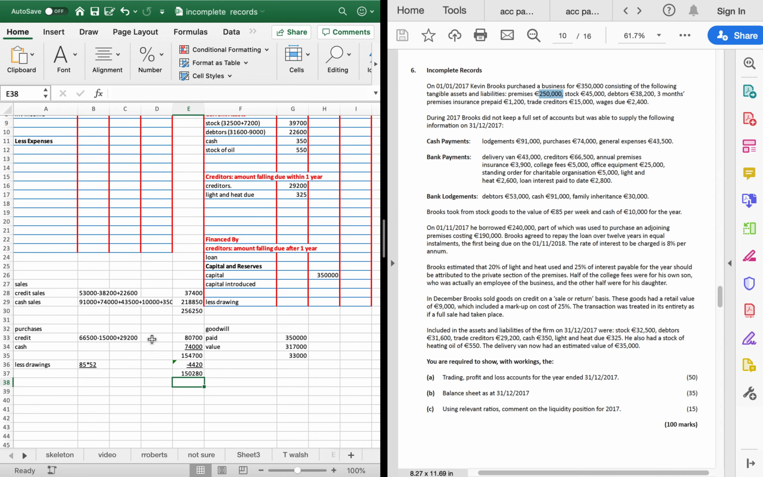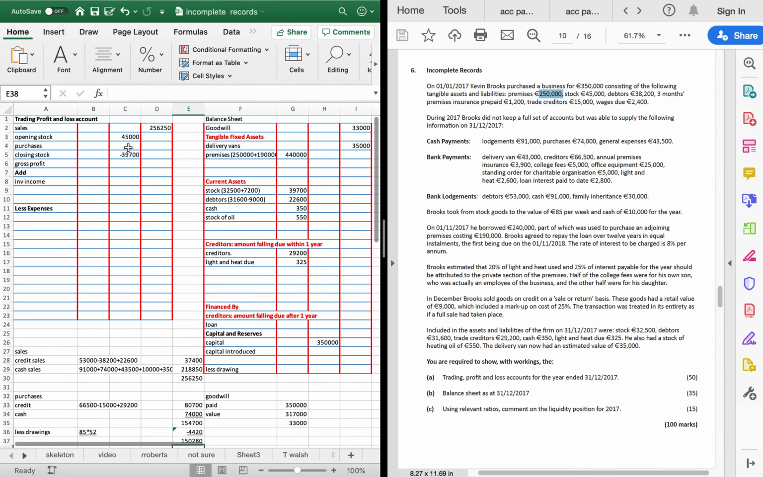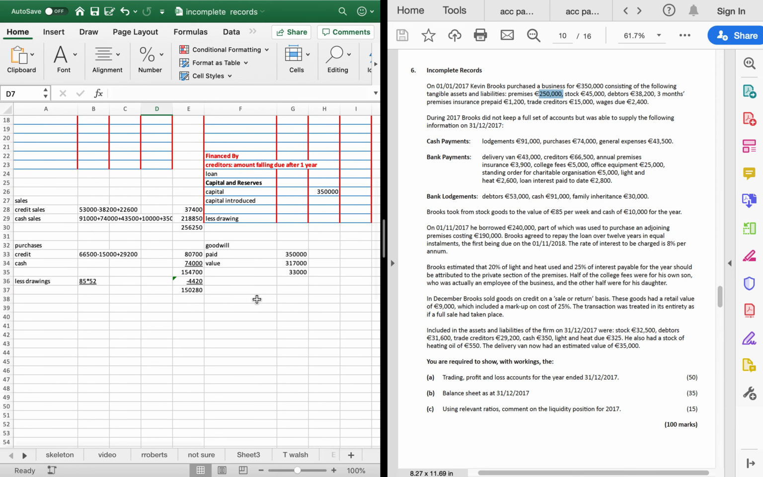So at that point, I would put that in, and I would also then open up my drawings working. So just while I'm here, I might as well work out my cost of sales and my gross profit. Okay, now I would open up my drawings working. I've got my stock drawings, which is 4420, and my cash drawings I've already seen was 10,000. I would have them. Okay, so that's your debtors from here done, and your creditors.